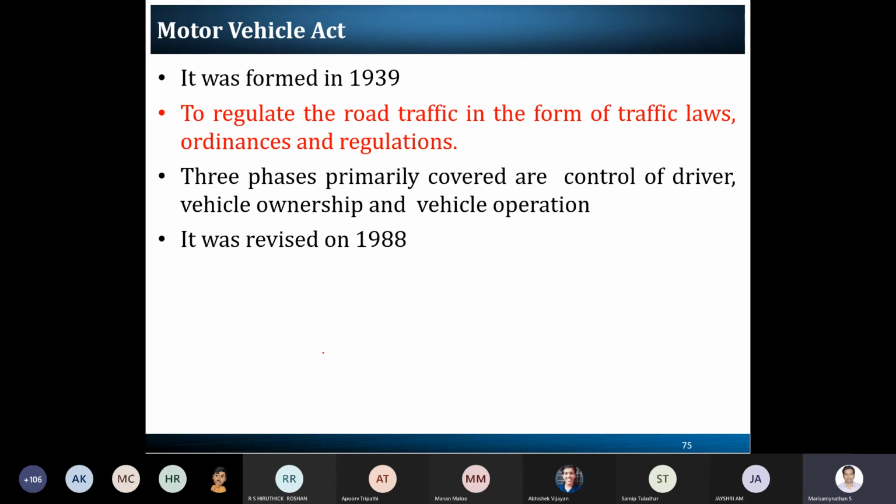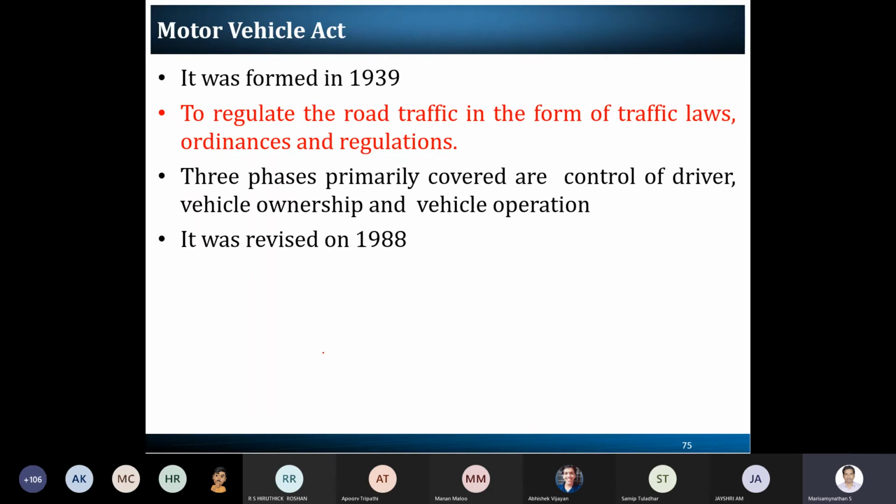Those kinds of standard laws as well as regulations were achieved, and we are still following the Motor Vehicle Act. It was introduced in 1939 and revised in 1988. It controls three sets of sectors: driver, vehicle ownership and vehicle operations.